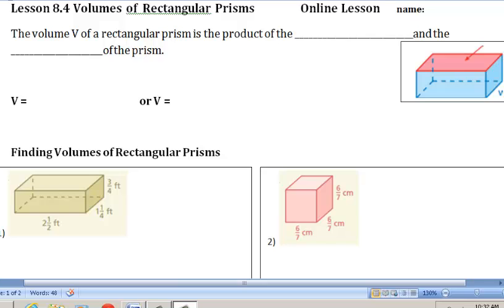This is lesson 8.4, volumes of rectangular prisms. This is the last lesson of this chapter, chapter 8. Okay, let's go ahead and take a look at what the volume means.